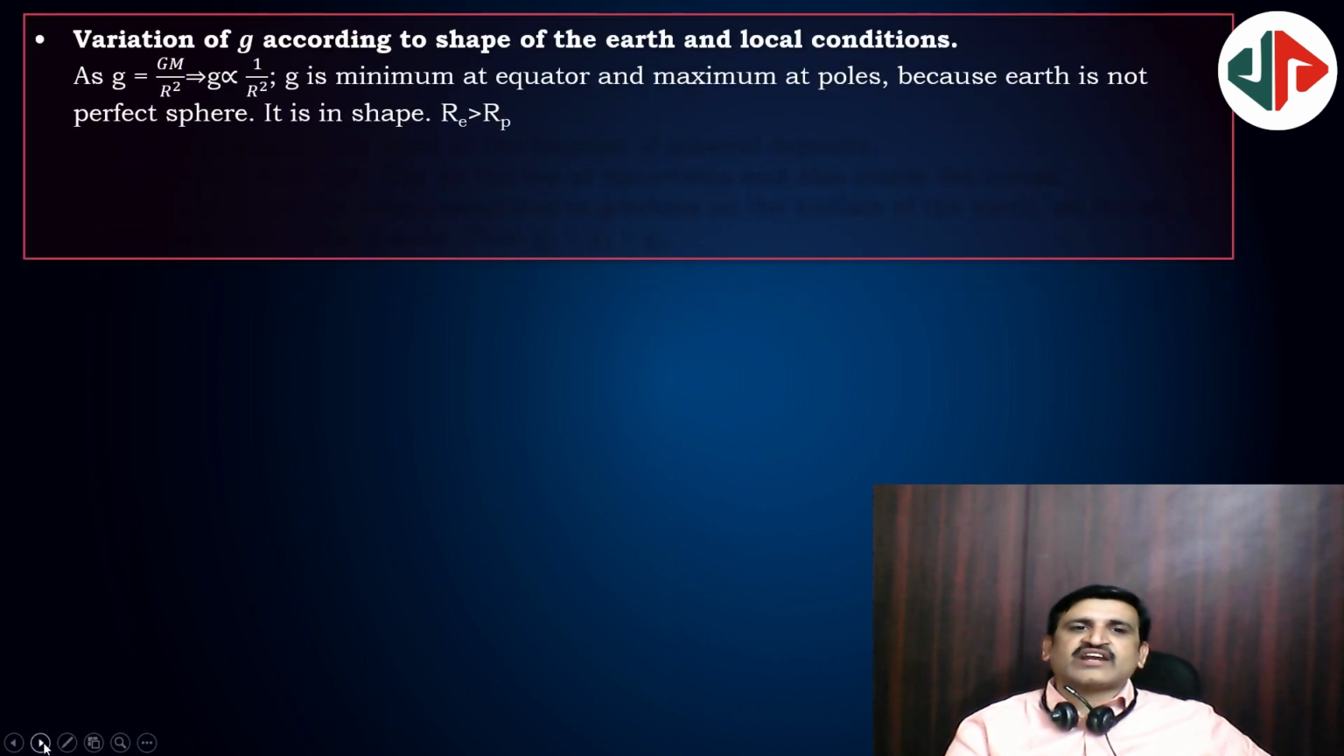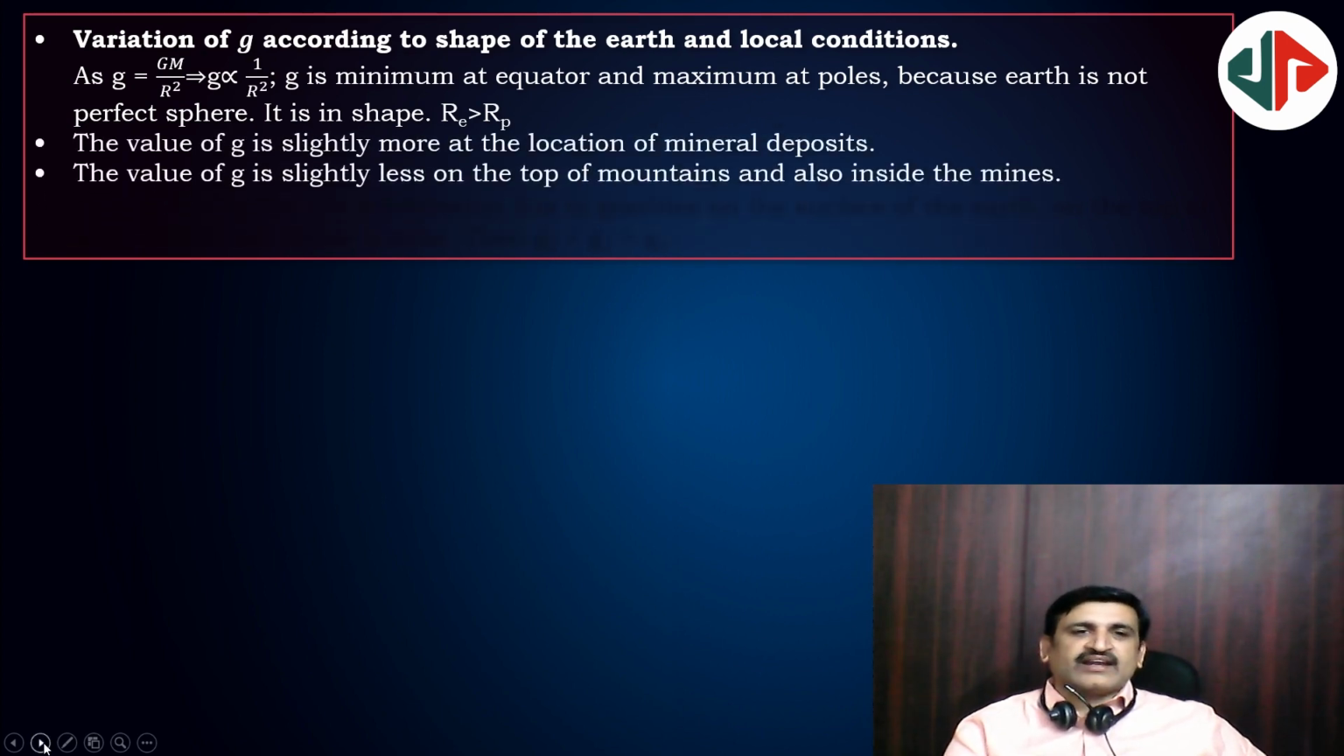Variation of g according to the shape of the earth and local conditions. Of course, heavy concrete buildings and the presence of mineral reserves increase the g value. Attraction force increases. Next, the poles are closer because the earth is bulged, and the equator is farther. Obviously, at the equator g value is lesser and at the poles higher.